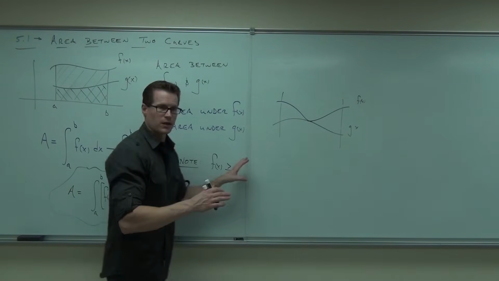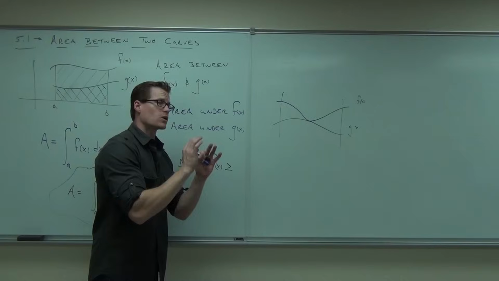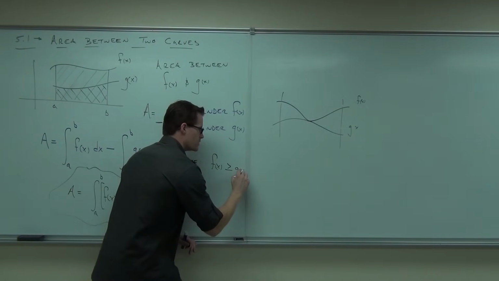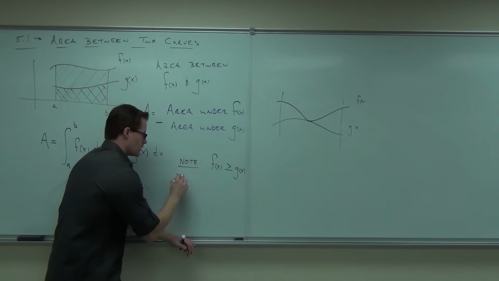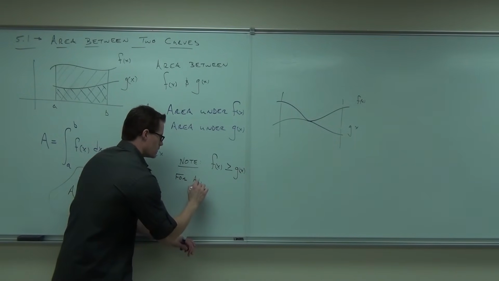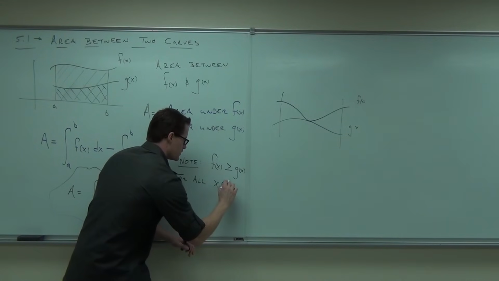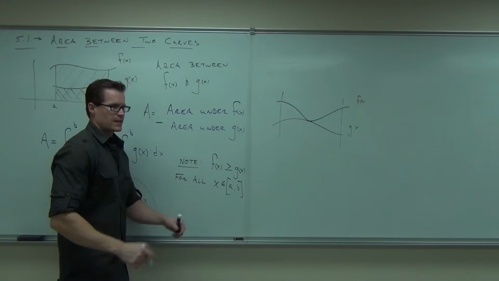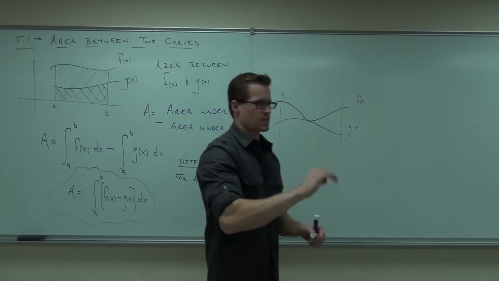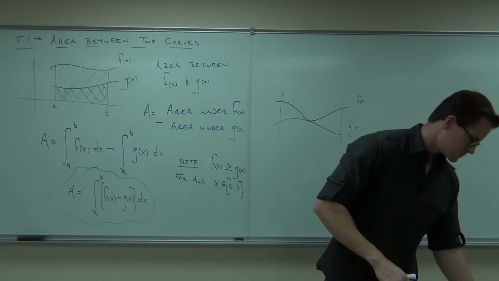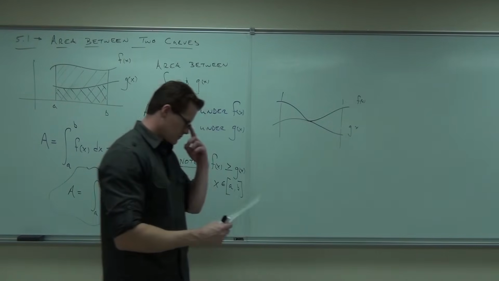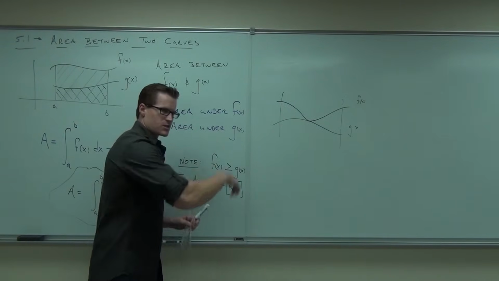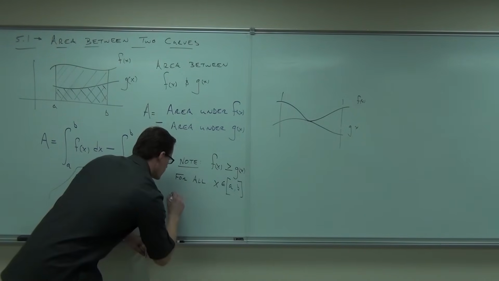So for this to work properly, to get the total area, which is what we're looking for, what you must have is f of x greater than or equal to g of x for all x in a to b. That little e, that's like an element, says x is a part of that interval. In layman's terms, this says f of x is above g of x for the whole interval.